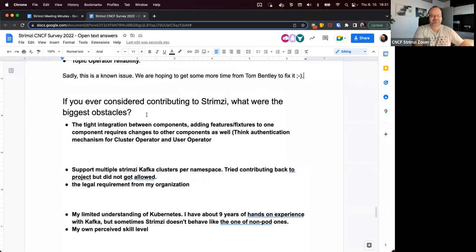So the next section is about, if people considered contributing to Strimzi, what were the biggest obstacles? The first one is the tight integration between components. Adding features or fixes to one component requires changes to the other components as well. Think of an authentication mechanism for the cluster operator and user operator.